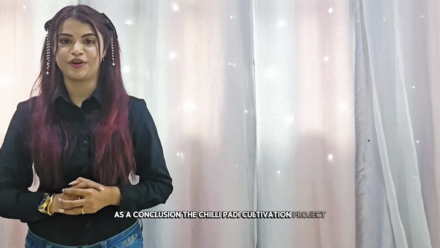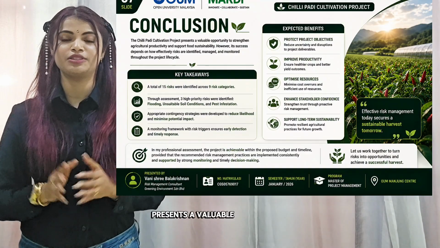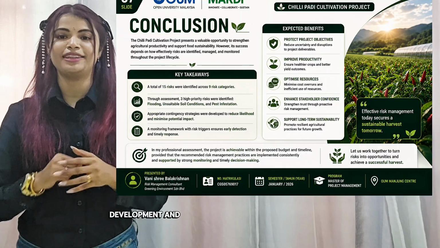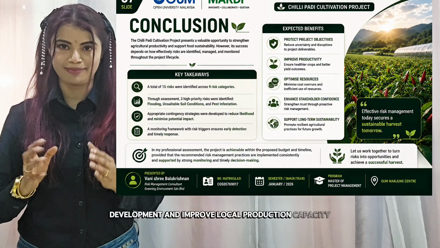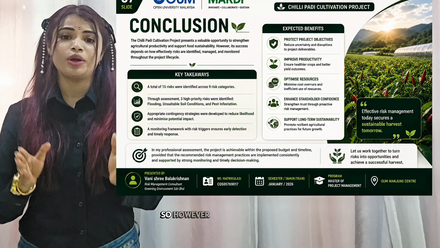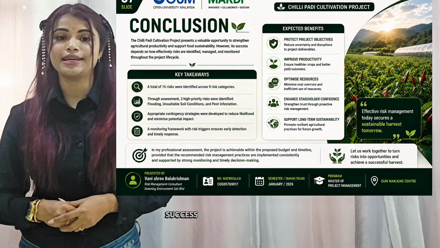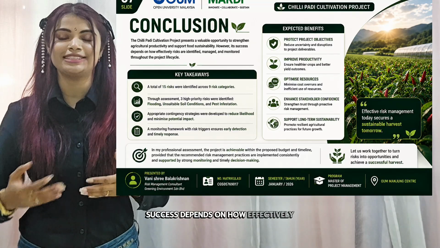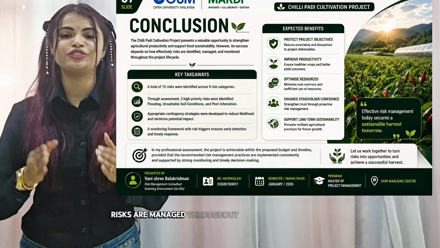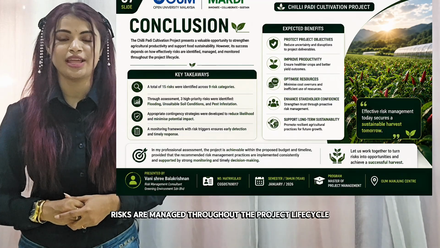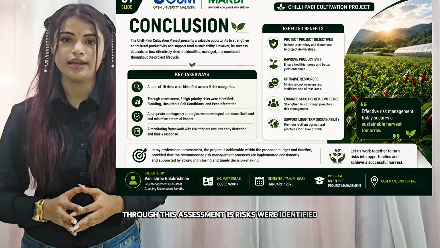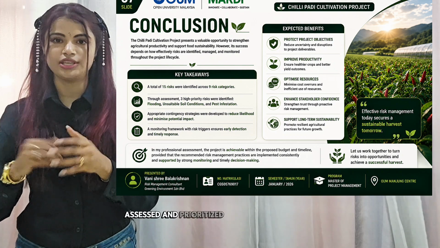As a conclusion, the Chilli Padi cultivation project presents a valuable opportunity to support agricultural development and improve local production capacity. However, like any project, success is not guaranteed. Success depends on how effectively risks are managed throughout the project lifecycle. Through this assessment, 15 risks were identified, assessed, and prioritized.